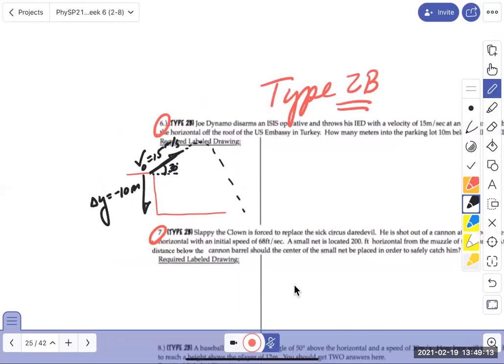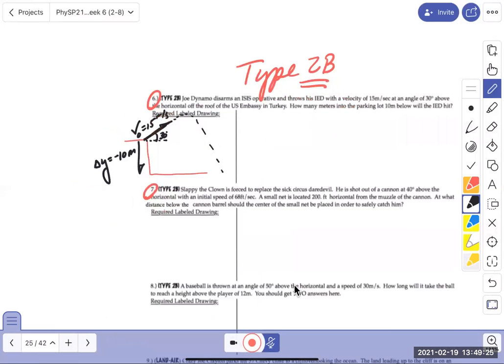And these really aren't that bad. The only thing about these problems is that you don't get any kind of shortcut. Like with type 1, V naught Y was 0. With type 2A, delta Y is 0. So with type 2B, no shortcuts. You still use the red and the blue, mostly red and second blue, but it's full Monty.